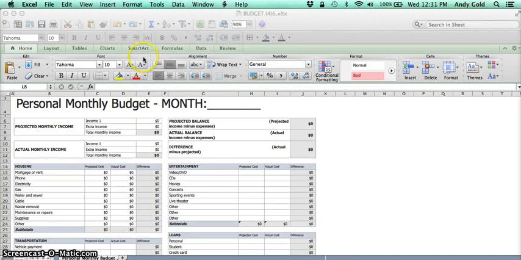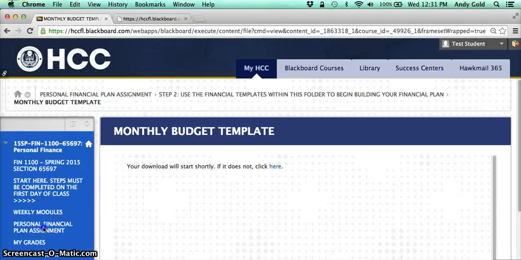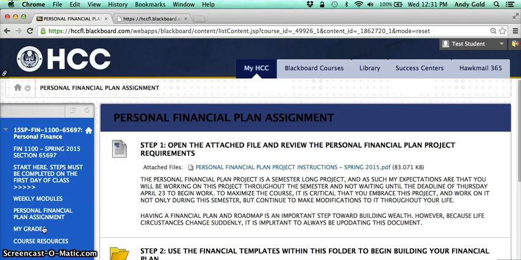I wanted to take a moment to just explore the personal financial plan assignment because we're in week 2 of the course, and it's really important that you get jump started on this project as soon as possible. So how do you access the information for the project?